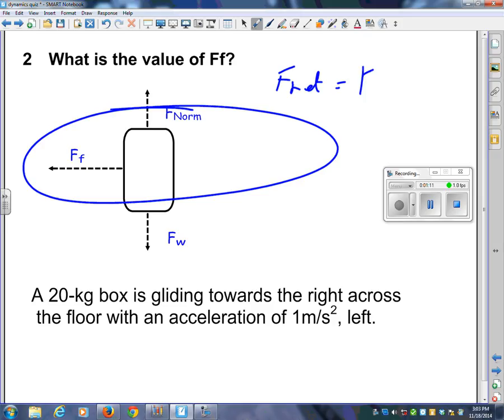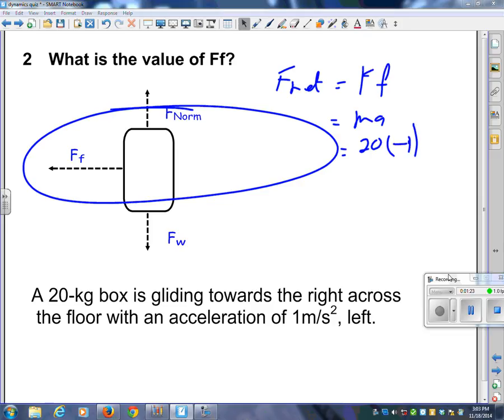In this case, it is only friction. And my net force is equal to mass times acceleration, or 20 because it's 1 to the left, minus 1. 20 times minus 1, the friction force is minus 20 because it's to the left. If you had 20, you would have got a half. No, I got a 0. That's what I got. Correct answer is minus 20.